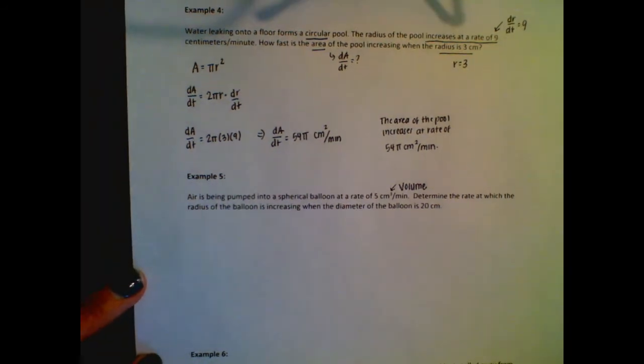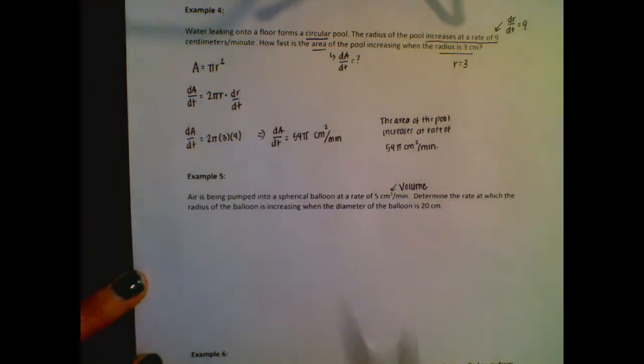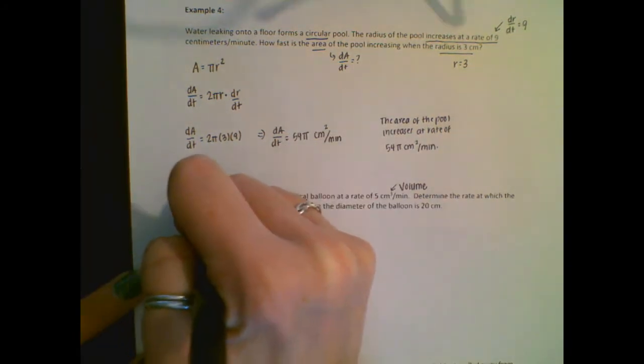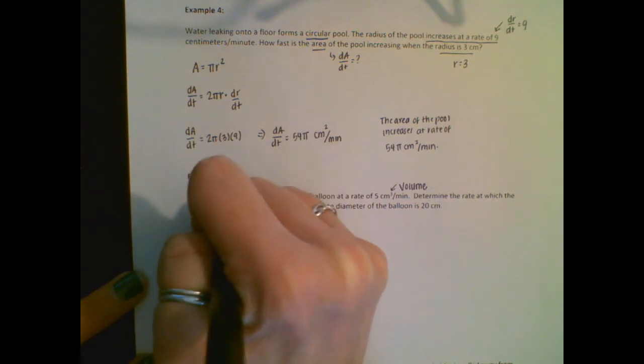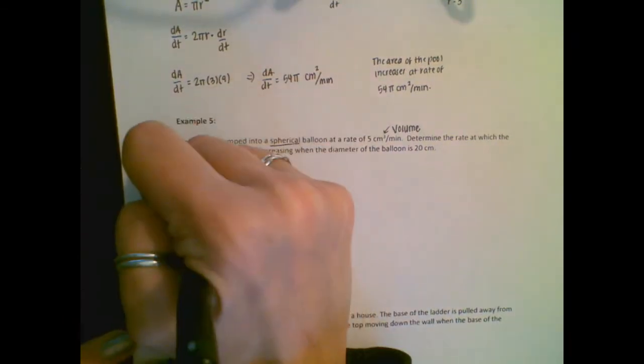So the first thing I'm going to say is, okay, we're talking about the volume of a sphere. If you don't remember from geometry, the volume of a sphere is V equals 4/3 pi r cubed. And this is the formula that I want to take the derivative of with respect to time. So if I take the derivative of V, that's going to be dV/dt.